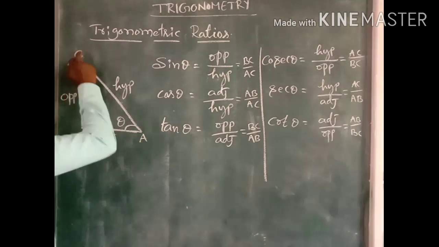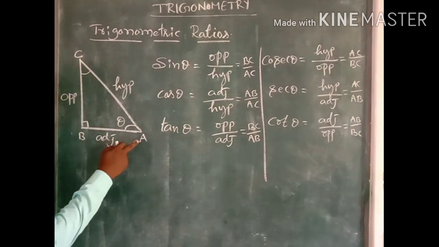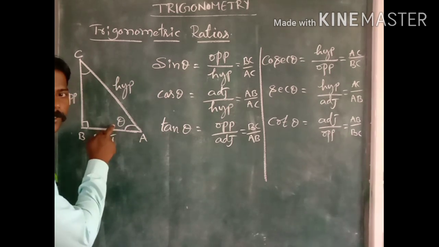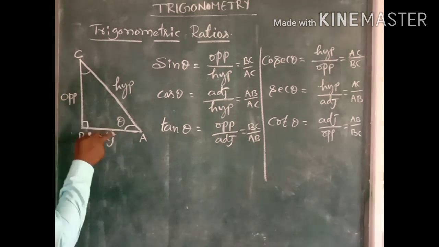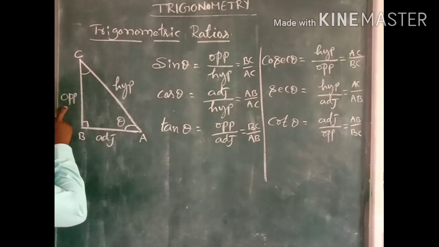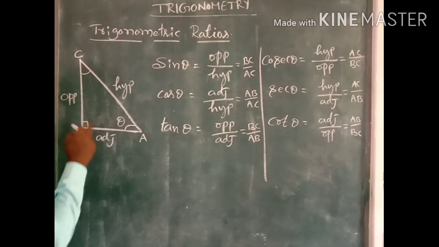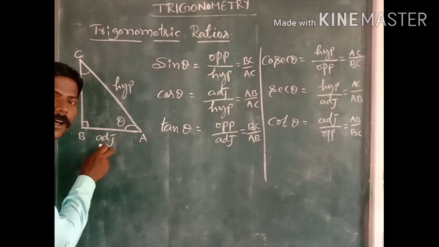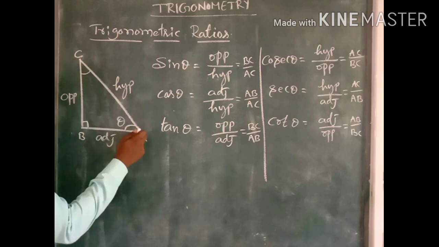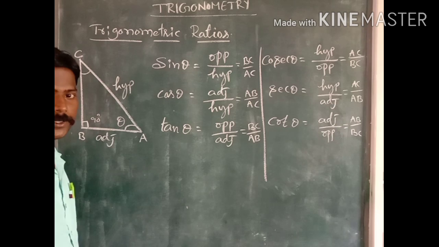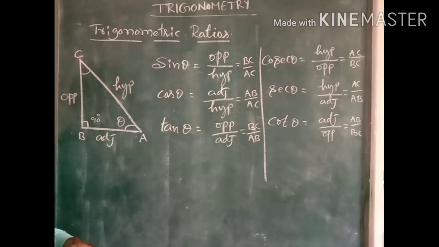Here ABC is a right angle triangle at angle A, and angle A is denoted by theta. Now the side which is opposite to angle A is called the opposite side or perpendicular side. Next, the side which is adjacent to the angle other than the hypotenuse is called the adjacent side or base. The side which is opposite to 90 degrees is called the hypotenuse. We already learned this in the previous class.